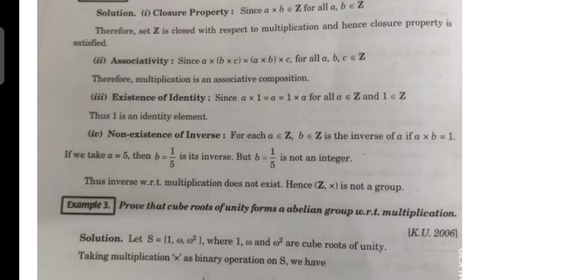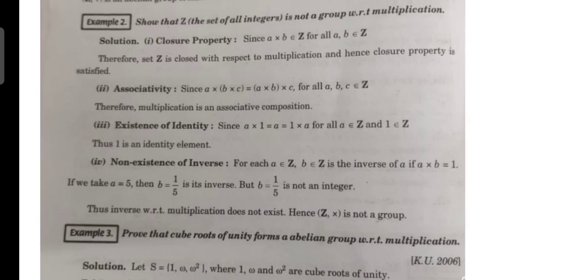But 1 by 5 is not an integer. It doesn't belong to the set of integers. Therefore, the inverse of an element doesn't belong to the set of integers. Therefore, existence of inverse is not satisfied. So our set of integers is not a group with respect to multiplication.